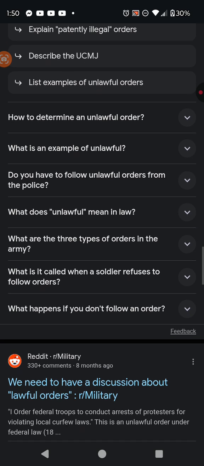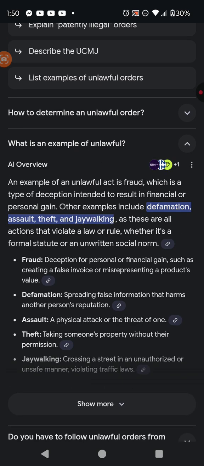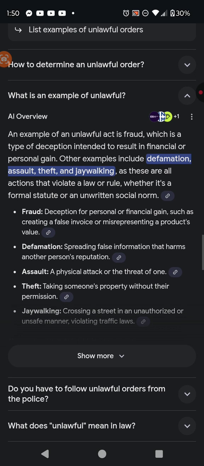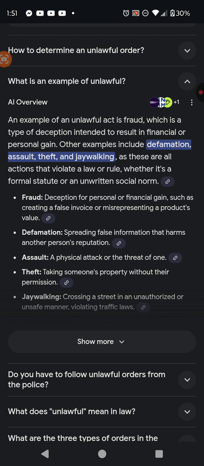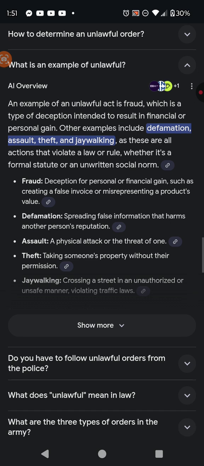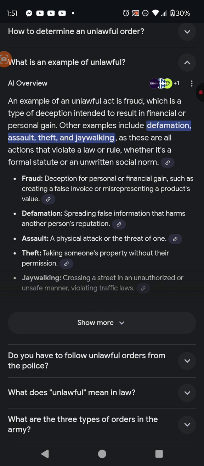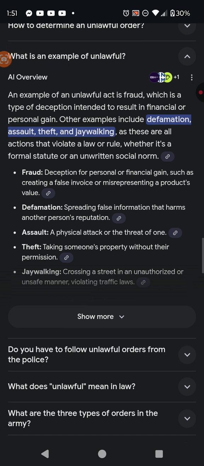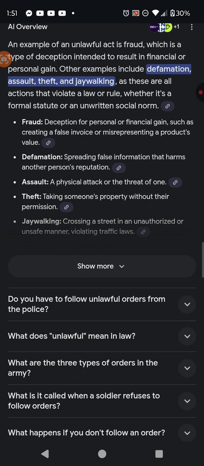What is an example of unlawful? An example of unlawful is an act of fraud, which is a type of deception intended to result in financial or personal gain. Other examples include defamation, assault, theft, and jaywalking. These are actions that violate a law, whether it's a formal statute or unwritten social norm.